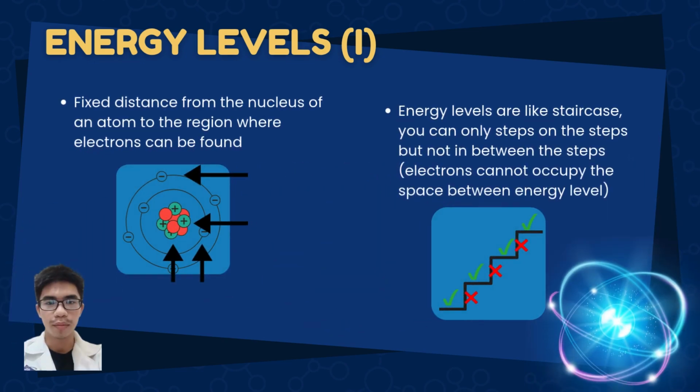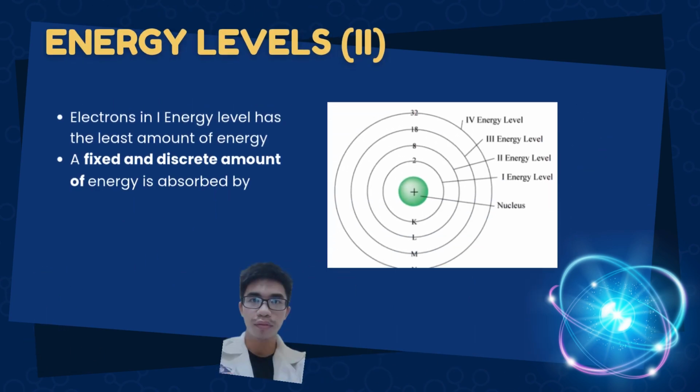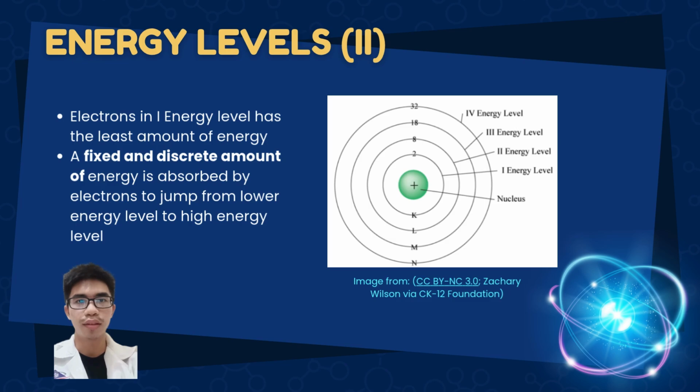Hello, my name is Webin and my metric number is S71880, and I will be presenting on band structures and energy levels. Energy levels can be represented as a fixed distance from the nucleus of an atom to the region where electrons can be found. Electrons can only stay in the energy level but not in the space between the energy levels, as shown in the staircase figure below. This figure shows the first 4 energy levels of an atom.